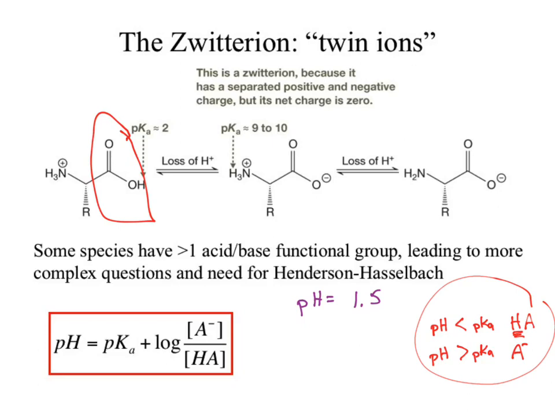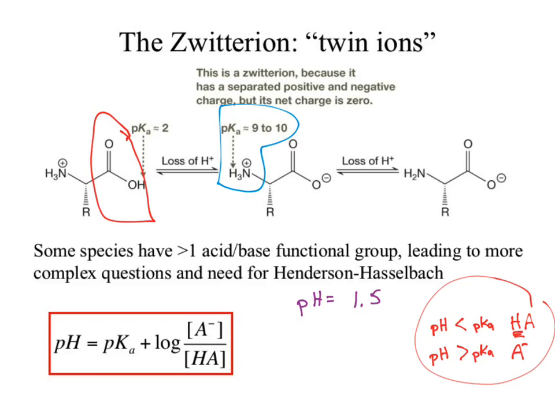So let's go through and take a look at the nitrogen. What is the pKa for the nitrogen? 9 to 10. So if we're at a pH of 1.5, what should happen to the nitrogen? Should it be A minus or HA? Oh, oops. It should be HA. The pH is less than the pKa. I should have the hydrogen on.